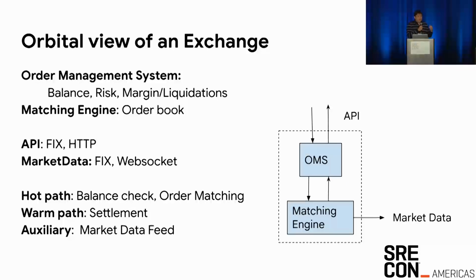For hot paths, every single order needs to have its balance checked. You can't allow people to place orders with no money to back it up, right? So that's critical. Second is obviously the order execution, or the matching itself. Then there's settlement: after the order is executed, money changes hands. You have to credit the buyer and debit the seller, or the other way around, sorry.